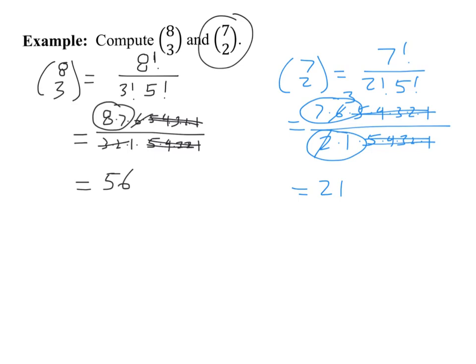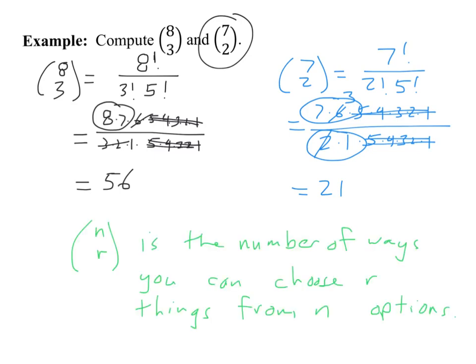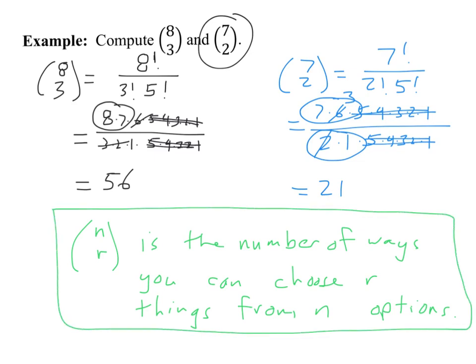Now, I don't think I could get through this video without spending some amount of time talking about what these things mean. Eventually I am going to connect it back to the binomial expansion triangle, but our next question is, what do these things mean? Very briefly, this combinatorial coefficient n r is going to give you the number of ways that you can choose r things out of n options.